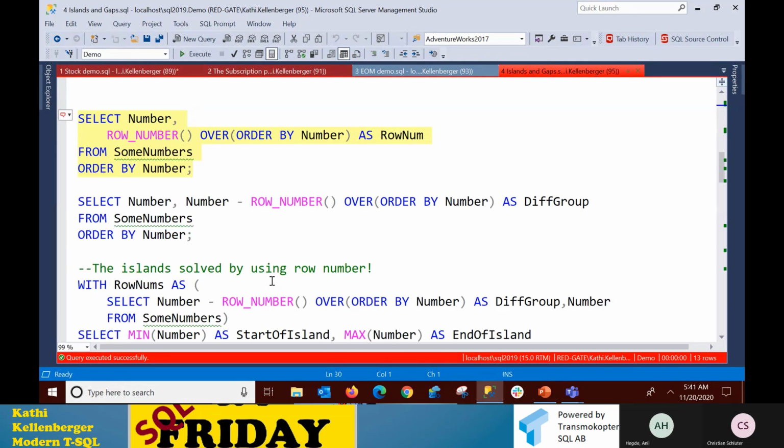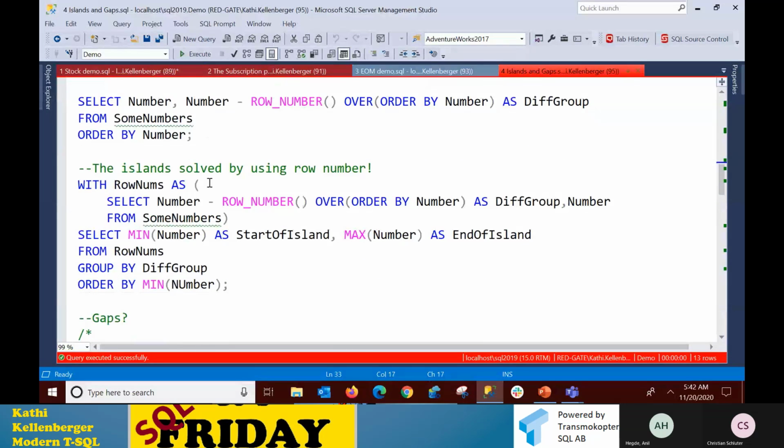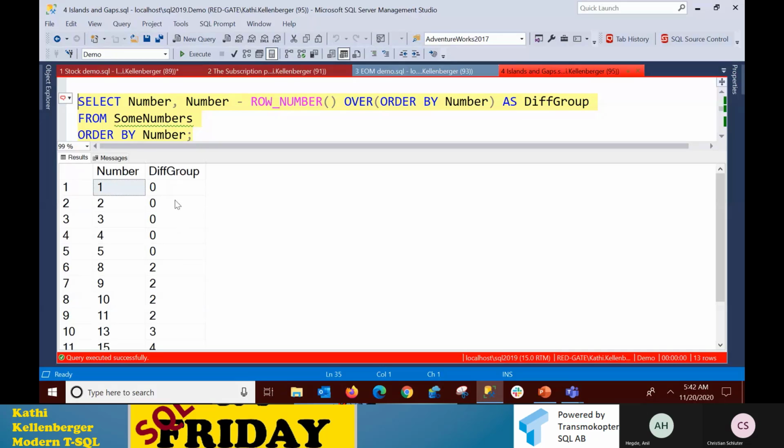So this will work if the numbers are unique. If the numbers are not unique, you would probably have to use dense rank, or at least get a distinct list of those. If not, you'll have to use one of the other functions, but that's not really a big deal. So what I did next is subtract the row number so I could see that difference, and we're going to call that a difference group. So I could group together numbers 1 through 5, and I can group together numbers 8 through 11.